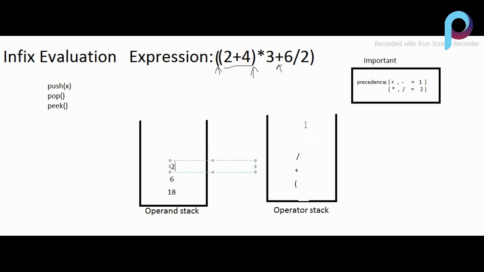Now there is a close bracket. When we are at the close bracket, we have to perform all the operations for the expression inside the close bracket. So pop the divide and perform it on the 6 divided by 2, that is 3. So pop this and perform the operation, that is 3.